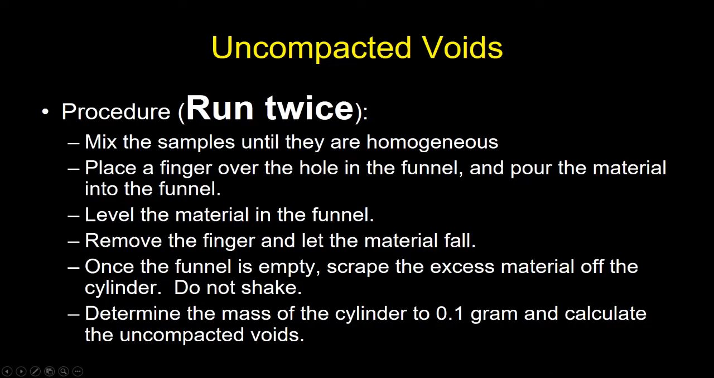And then the procedure, the thing to note is that you run it twice with the same material. It's a very easy test to do, and you want to run it twice just so you get the right value for it. So you mix the samples until they're homogenized. You place a finger over the hole in the funnel and pour the material into the funnel or the mason jar. That way the material doesn't fall out of the bottom of it until you're actually ready. You want to level the material in the funnel. You can use a spatula, you can use your finger, whatever. And then you remove your finger and let the material fall into that cylindrical measure.